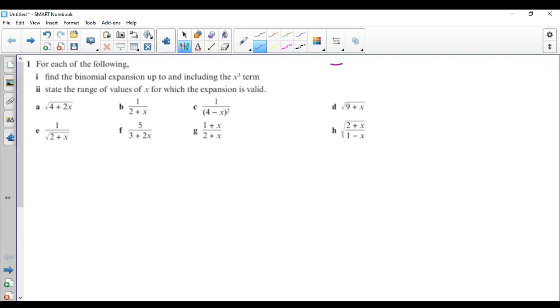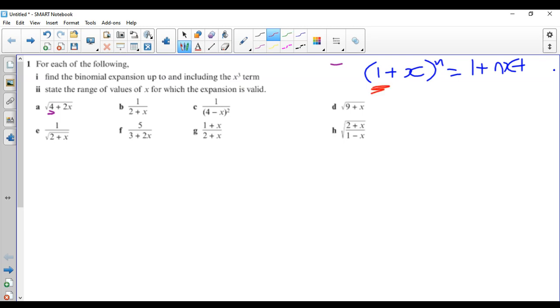Exercise 4b, question 1. Okay, we're into binomial expansion, but we're now stretching our skills a little further because we are dealing with questions that do not start 1 plus. So if you remember in the formula book, it gives us that 1 plus x to the n is equal to 1 plus nx plus ... And what is important with this is this point here, that it starts with a 1.